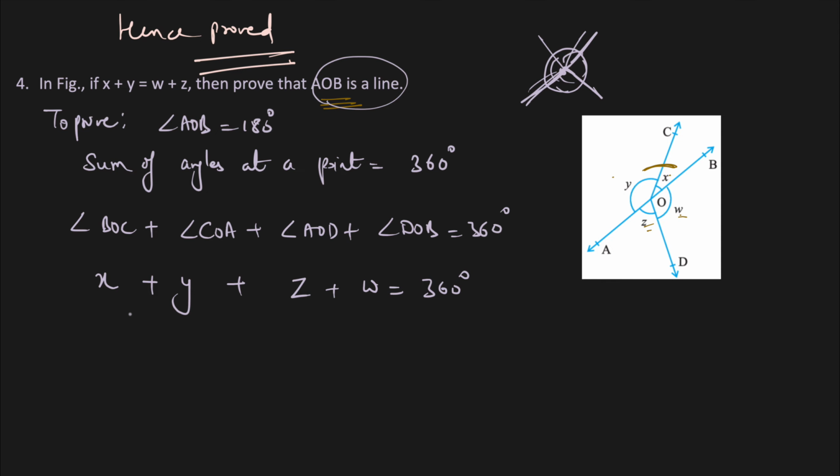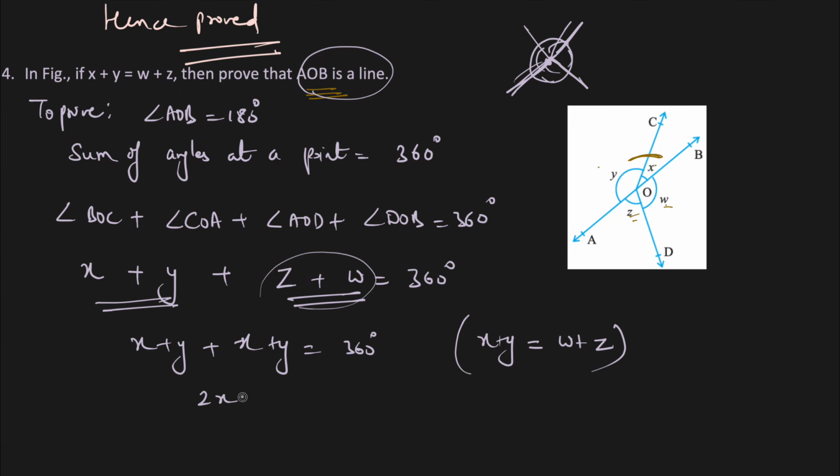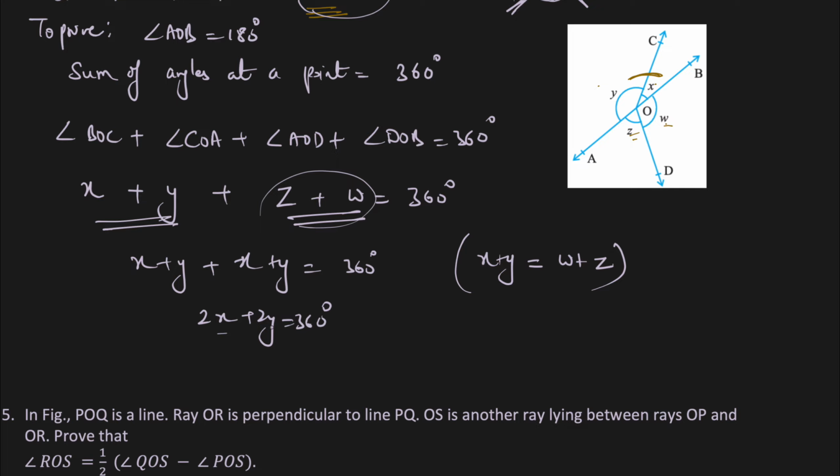Now, but what is given? This is equal to this, right? Okay. So you can write x plus y is 360. Why? x plus y is given as w plus z, so in its place I have put x plus y. There are two x's, so 2x plus 2y is 360, right? Now what do you get from here? Take 2 common, x plus y. So 360 by 2 becomes 180. So x plus y comes out to be 180, which implies angle AOB is 180 degrees.